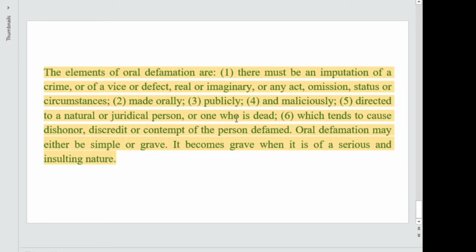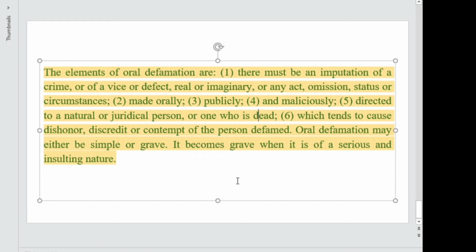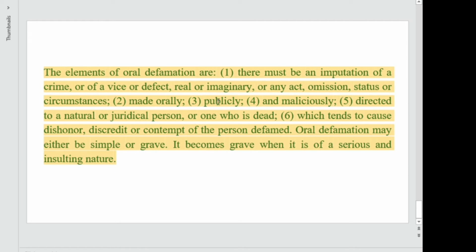Okay, so makita natin even the person who already died. Okay, kapag nagsalita ka ng slanderous or libelous about the person, okay, syempre hindi yung namatay ang magsusuo, yung mga kamag-anak. Okay, it's because syempre the reputation of the person who's already dead is being affected, and also the reputation of the family members. So pwede ka rin nilang isue. Okay, number 6, which tends to cause dishonor, discredit, or contempt of the person defamed.